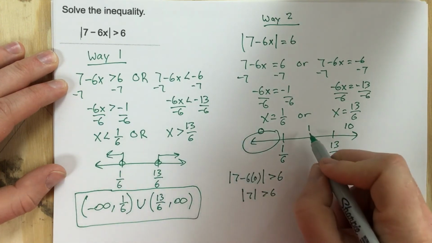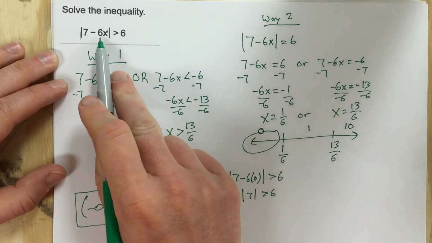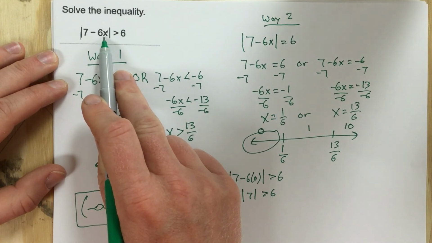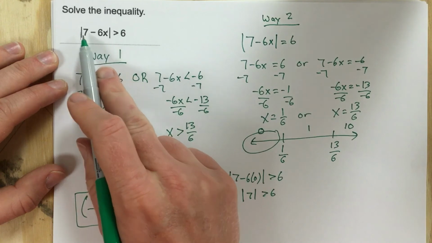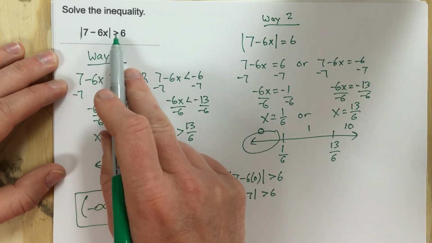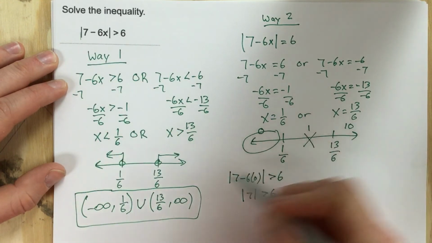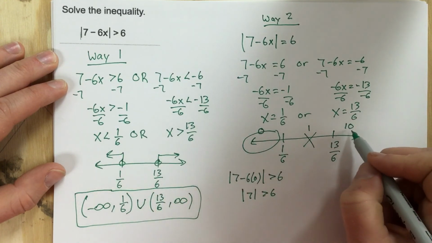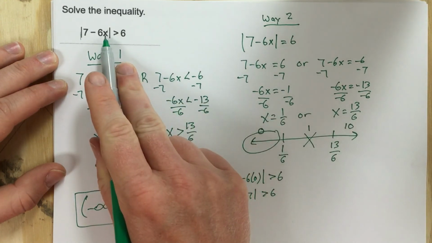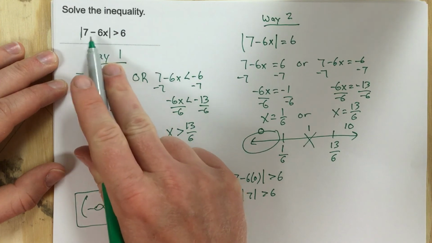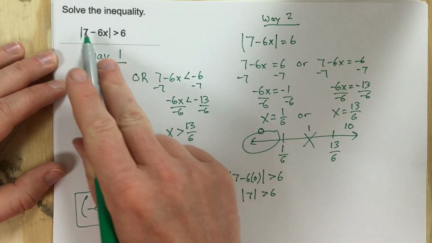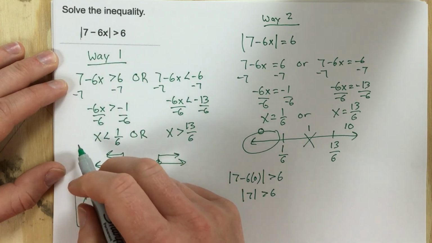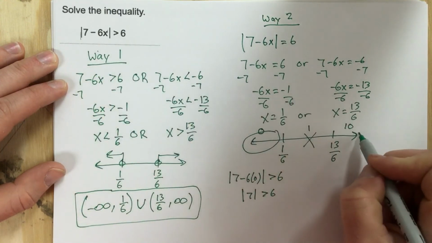Now I do the same thing with the 1. I plug a 1 in here. Negative 6 times 1 will give you negative 6. 7 minus 6 is 1. Absolute value of 1 greater than 6? No. This area doesn't work, and you can see that right here in this problem. Plug in the 10. You get negative 60 in there. 7 minus negative 60 is going to be negative 53. You take the absolute value of that, you get 53. That's greater than 6. This area works.